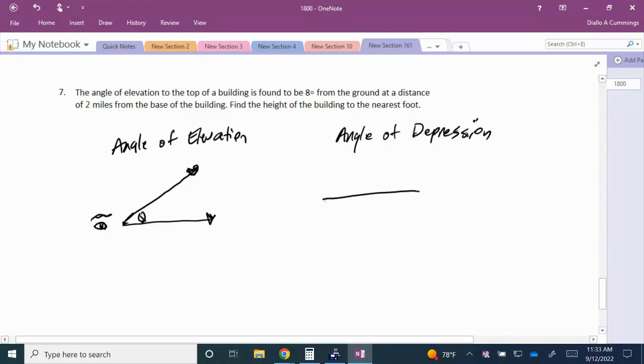And for the angle of depression, right here again, this is our line of sight. This is the angle of depression. Here we're given an angle of elevation, so we're using this first model.